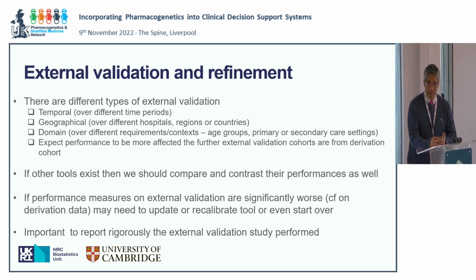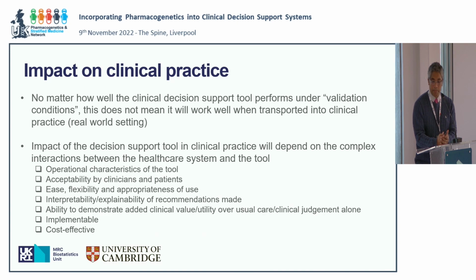Now, if the performance measures on our external validation indicate that our model is performing badly, there are a number of options we can take. We might need to update or recalibrate our tool, or potentially we have to start all over again, okay? And I would just like to say that you also need to report rigorously the external validation study that you performed, again regarding provenance and transparency.